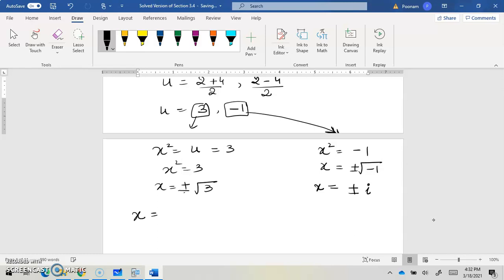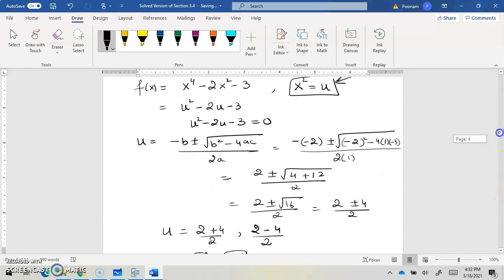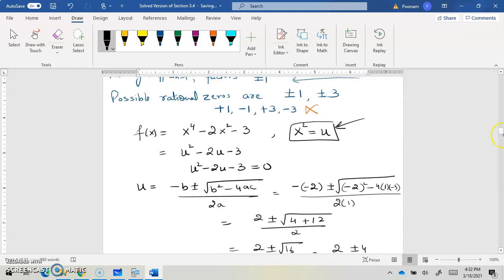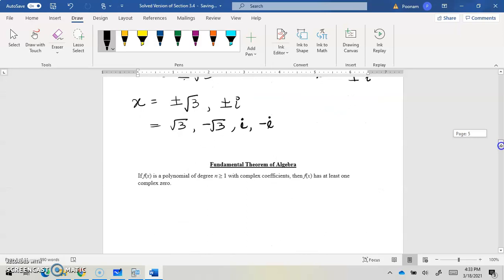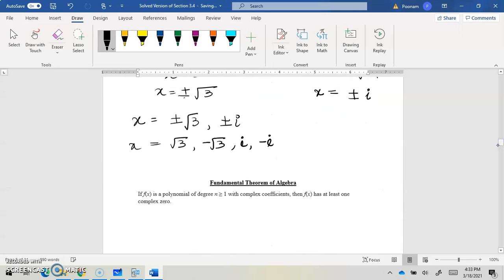So, what are the zeros we have? x is equal to plus minus root 3 and plus minus iota, or we can say root 3, negative root 3, iota and negative iota. As you see, none of these numbers is a rational number. That's why from our rational list, none of the numbers from the calculator was becoming a zero of the function. Zeros of this function are root 3, negative root 3, iota and negative iota.